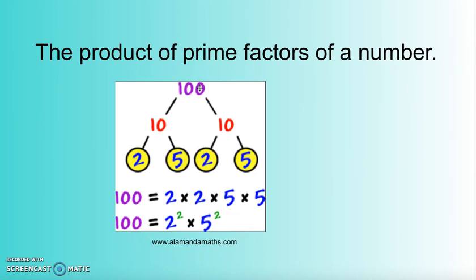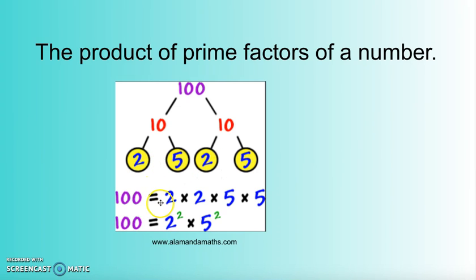Here is a factor tree, actually, of 100. 10 times 10 is 100. 2 times 5 is 10. 2 times 5 is 10. And notice these are circled and are in yellow. They're highlighted because these are all prime numbers. And so when we get down to prime numbers, then we can stop because we are done.